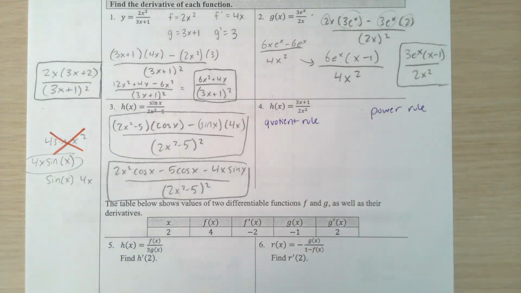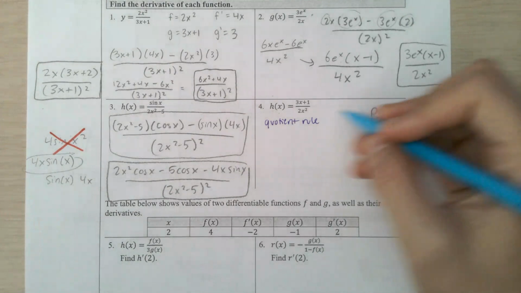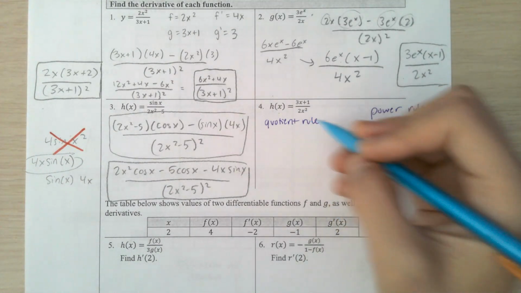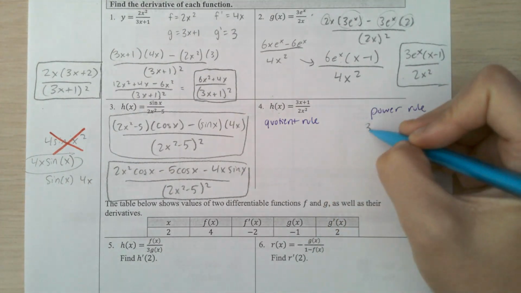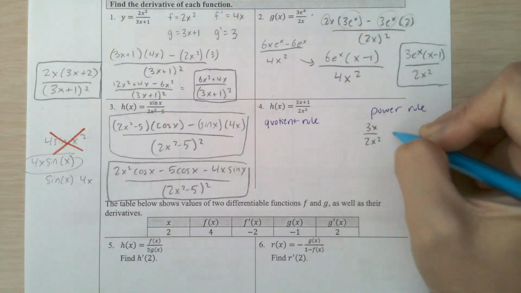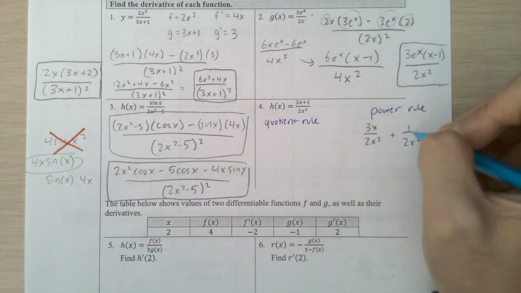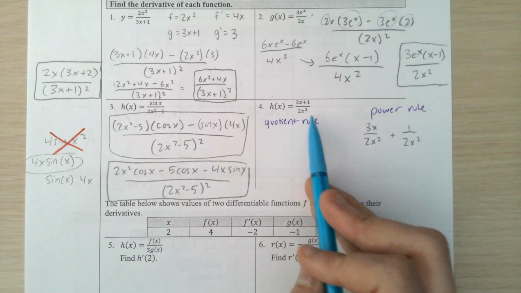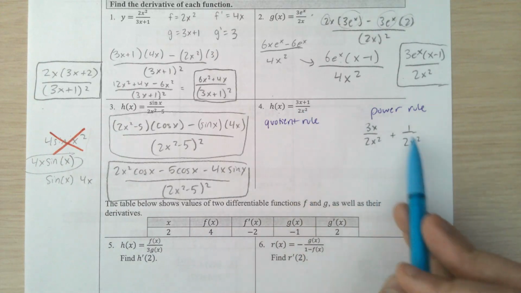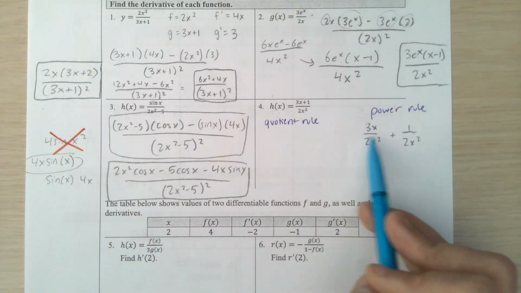So the power rule, you can rewrite this as a power. So you could do 3x over 2x squared plus 1 over 2x squared. Because remember, when you're adding fractions, you need the common denominator. So if we split this back up, we'd have that common denominator.